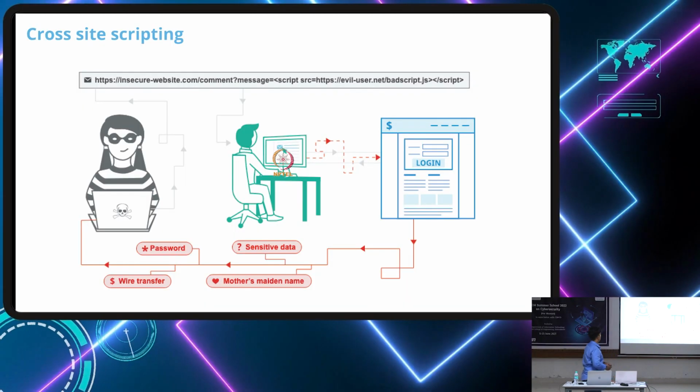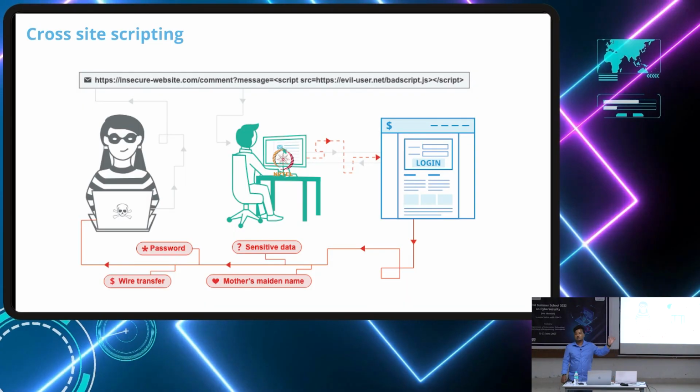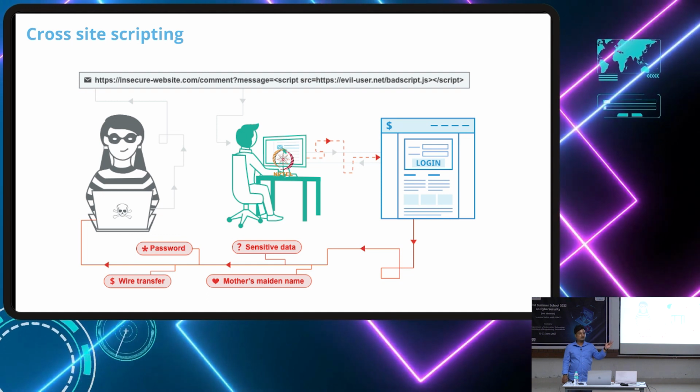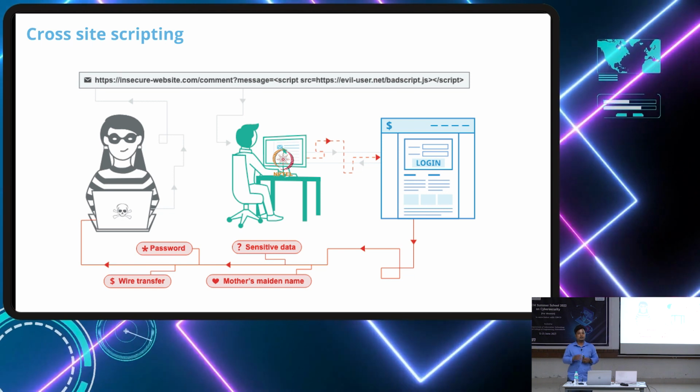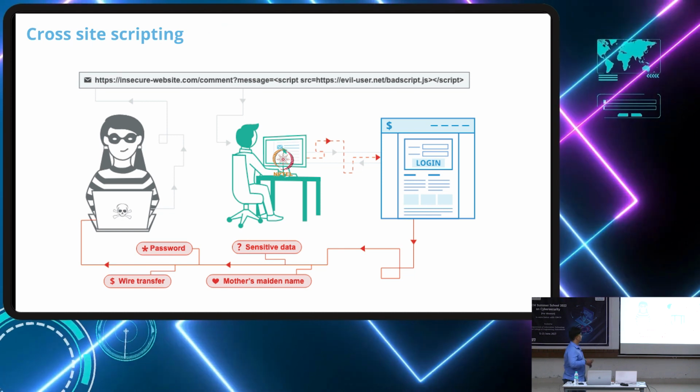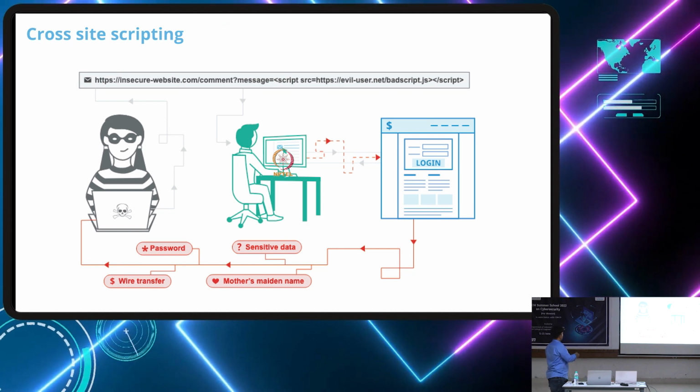Okay, let's come to the point, what is cross-site scripting? As I told you, the browser will understand HTML, CSS and JavaScript, right? So just think that, okay, I am a hacker, you are a victim. Now I found that Flipkart is vulnerable to XSS, I can send a link like this: insecureupdate.com, message equals script source email user.patch.com. So you can see that I am trying to send one URL with some JavaScript.